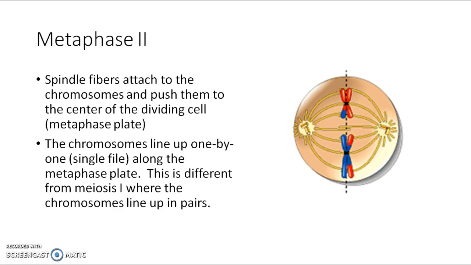All right, now during metaphase 2, notice that the two chromosomes that are remaining in each daughter cell line up single file, just like they would during mitosis. So they're lining up along the metaphase plate one by one rather than in pairs. If they were in pairs, they would be side by side in this cell.